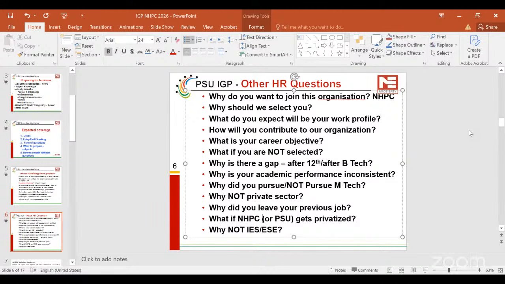After 12th, the gap can be attributed to, "Sir, I was preparing for engineering entrance exams," or you can say, "I was preparing for IIT JEE." Acceptable, कोई issue नहीं है. बहुत ज़्यादा elaborate करने की ज़रूरत नहीं है. And don't try to gain sympathy. नहीं नहीं मेरी family में तबीयत खराब थी तो I was taking care of the health, this, that. It doesn't work. It doesn't work.